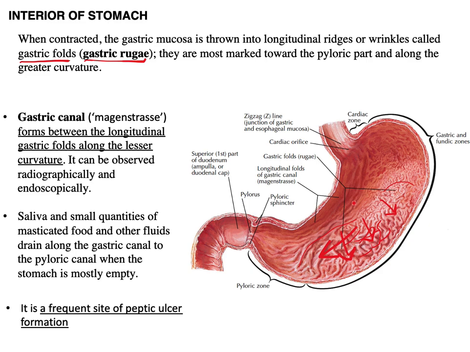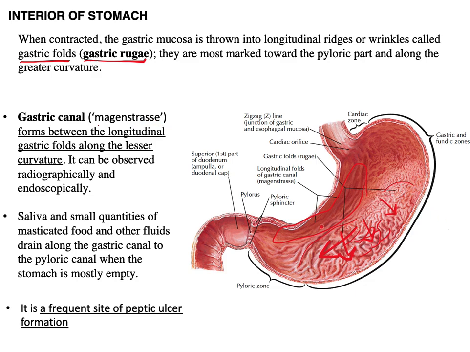But anyway, look at the lesser curvature here and close to it inside the stomach. There is something called the gastric canal. We call this area a gastric canal, which is a canal formed between the longitudinal gastric folds along the lesser curvature, in which it can be observed radiographically and during upper endoscopy of the stomach. So the gastric canal, or what we call Magenstrasse. Here is the Magenstrasse. I will tell you what it means. This is a German name, Magenstrasse.